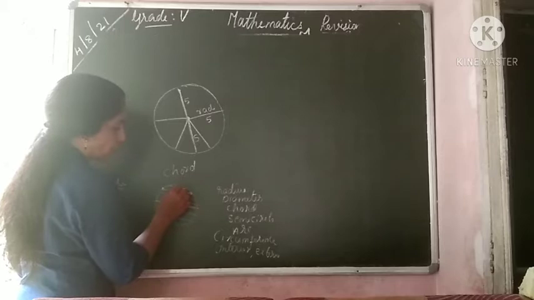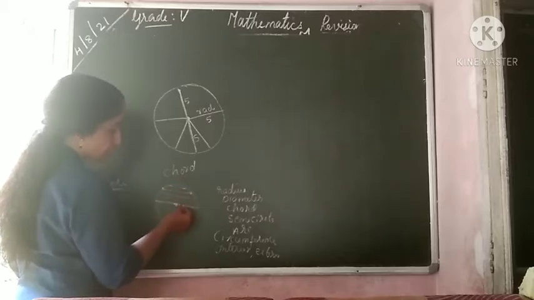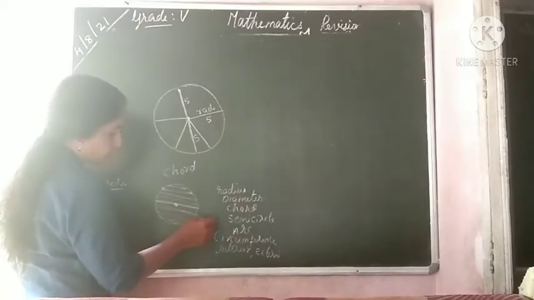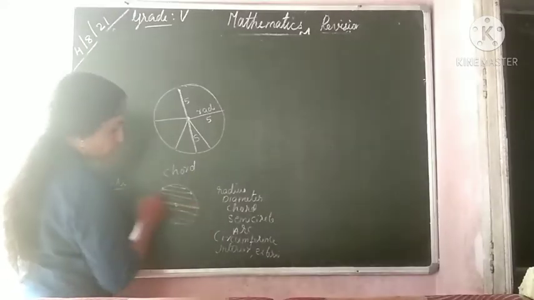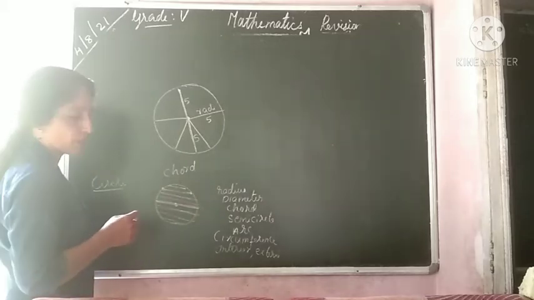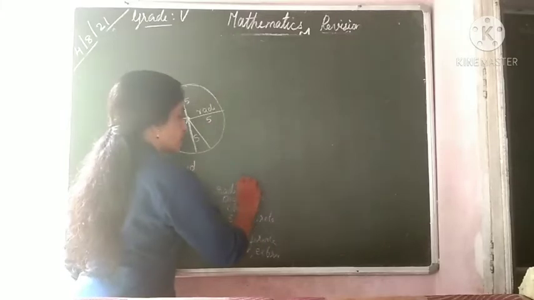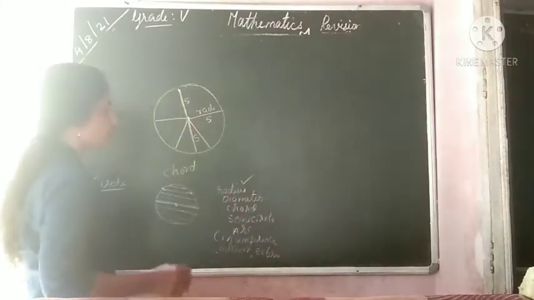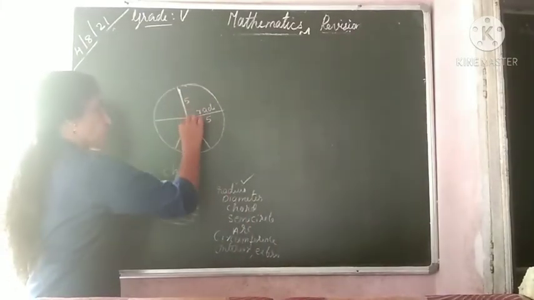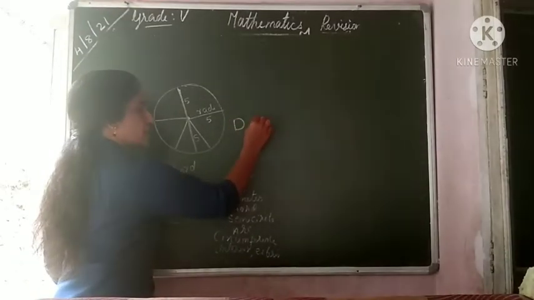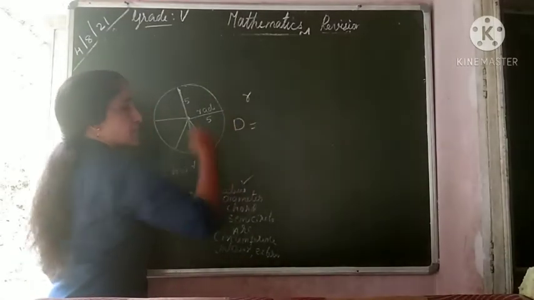This one is a small chord, and as it comes here it increases, and then going downward it decreases and becomes small. Therefore, this one is the longest chord. The longest chord of a circle is called the diameter. Radius means the center to any point. Diameter is D. Radius we represent as R.